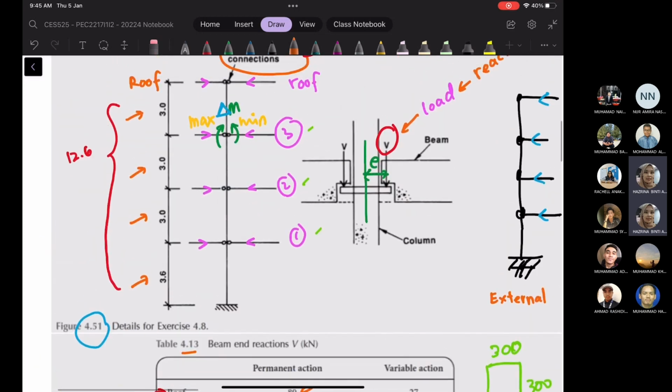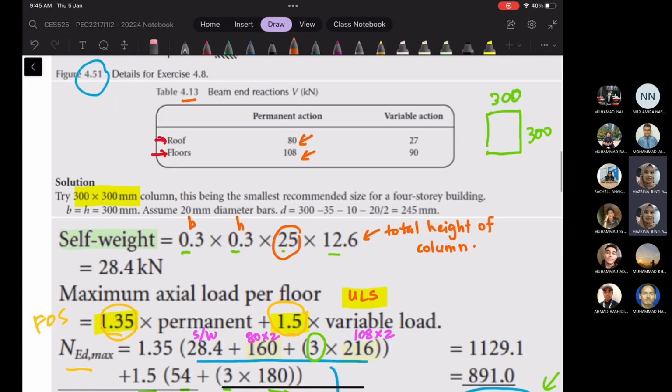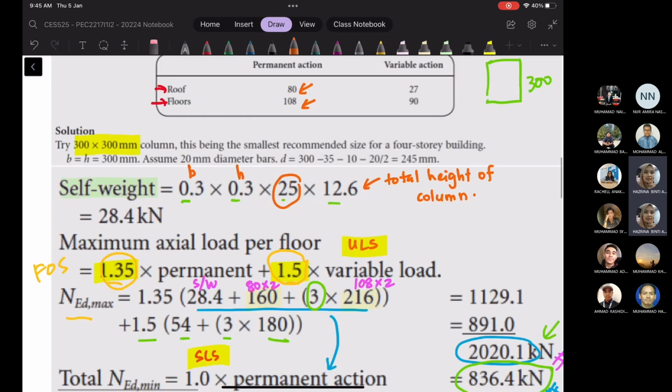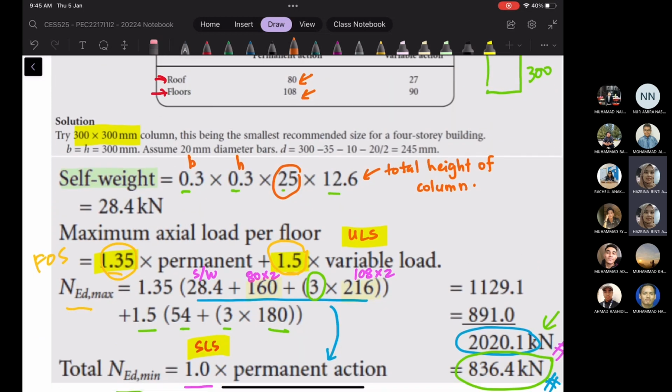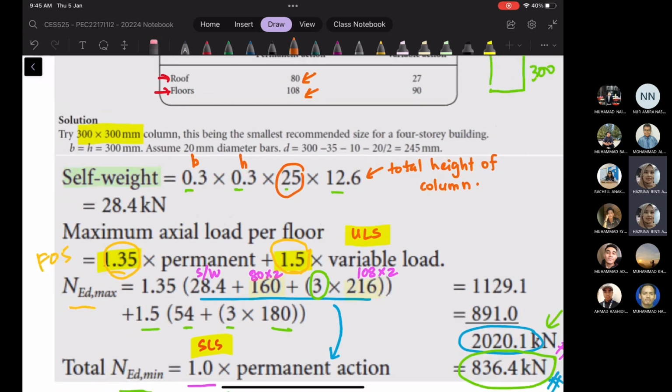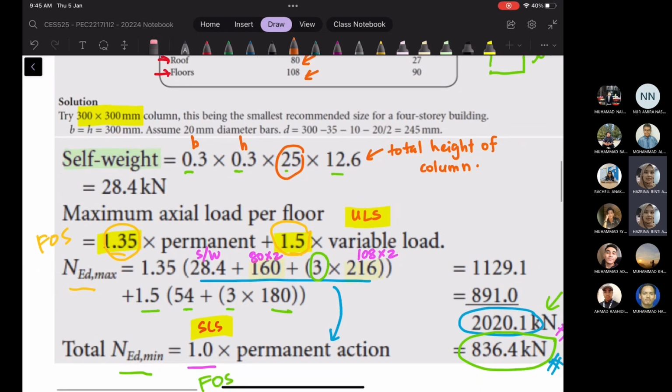So we have 1, 2, 1, 2, and also 3 floors, right? All the loads have to be accumulated. From each floor we have the loadings of 108. So 3 times 108 times 2, because we have 2 beams on both sides. So that is the permanent action.